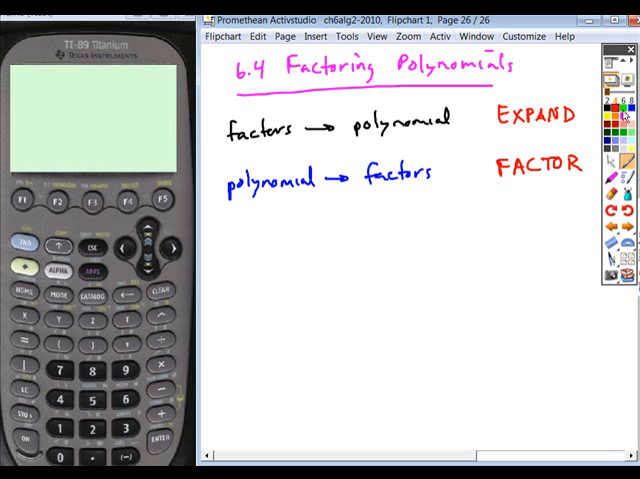When you go through factoring, there's kind of a progression. The first thing that you look to do is you look to remove any common factors.